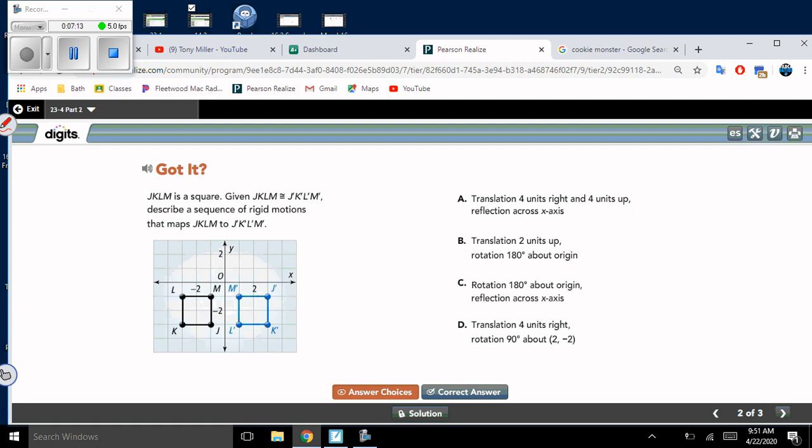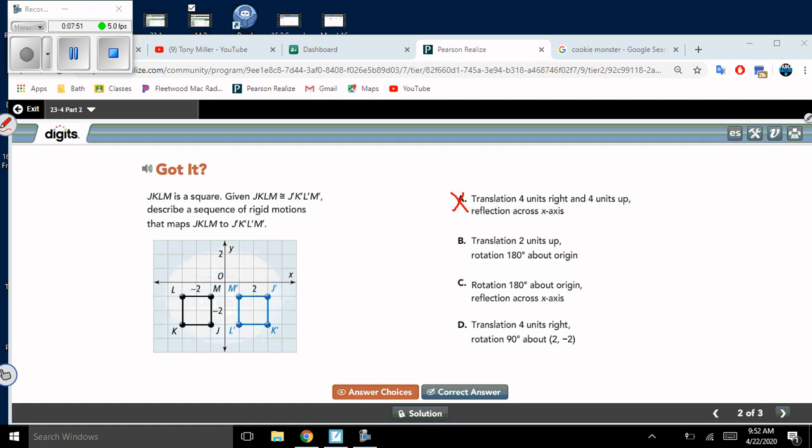Translate 4 units right and 4 units up. If I translate this 4 units to the right, 1, 2, 3, 4, and then 4 units up, 1, 2, 3, 4, that puts M in this position. If I then reflect it across the x-axis, M is going to be 3 units away from the x-axis, and obviously you don't have M 3 units away from the x-axis. So I think we can eliminate A as our choice.